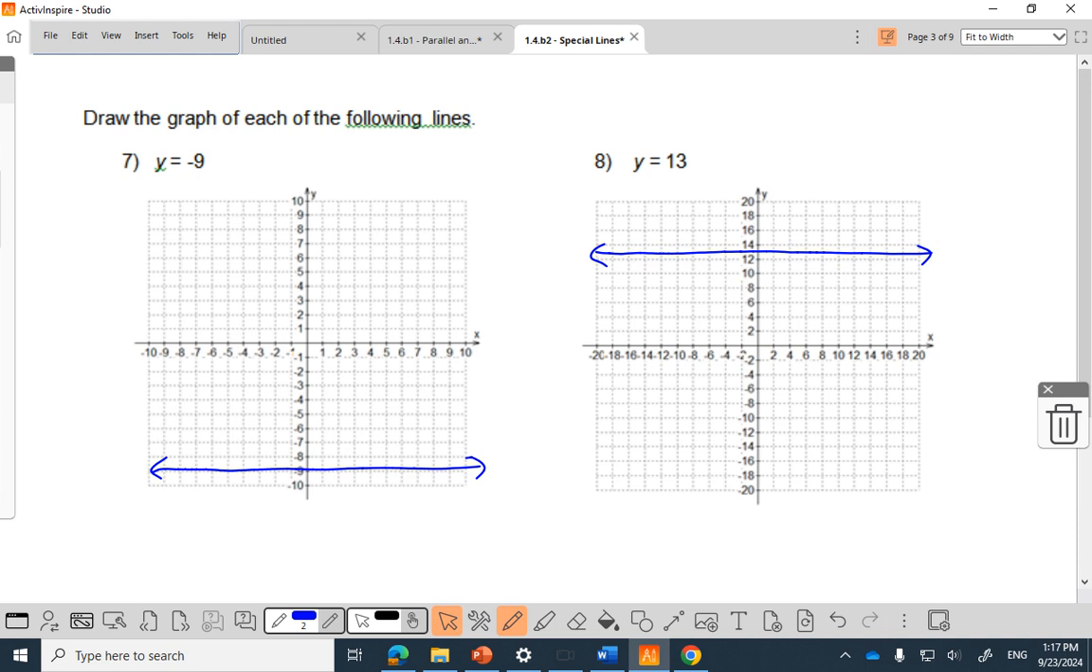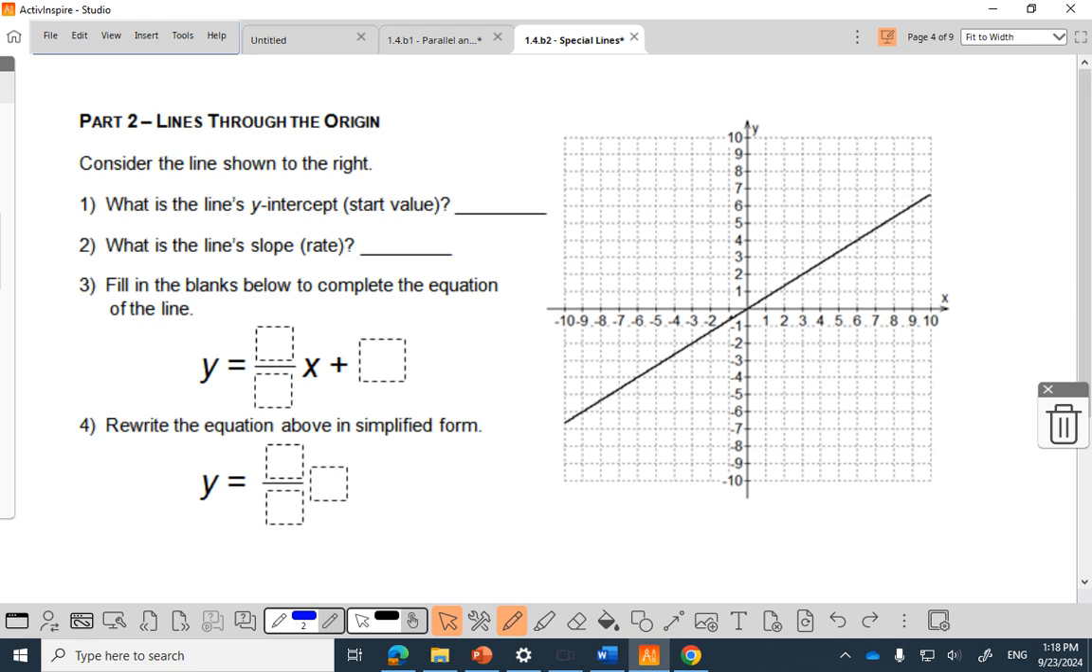Our next kind of special line are lines that go through the origin. They have y-intercept 0. And again, they're pretty easy, but they might fool you because they're so easy. Do you need more time here? Who needs more time? All right.